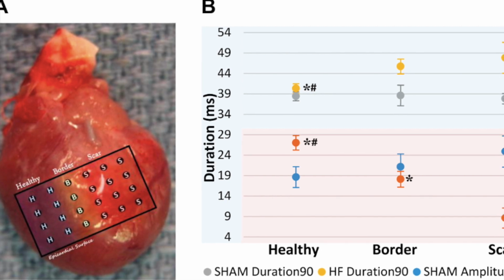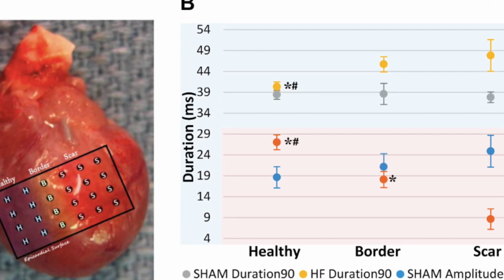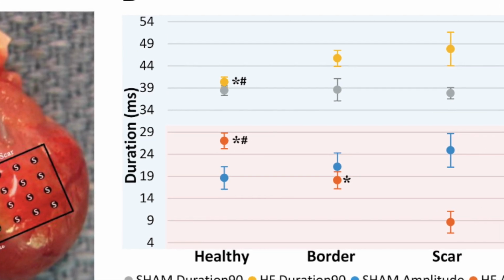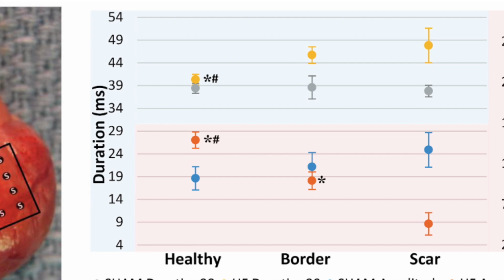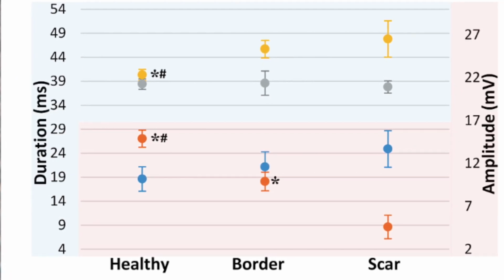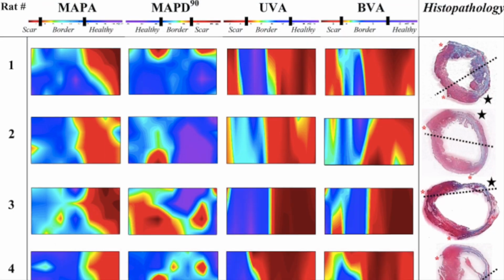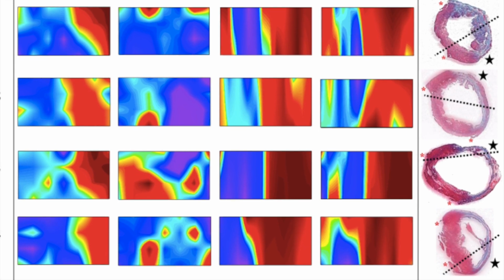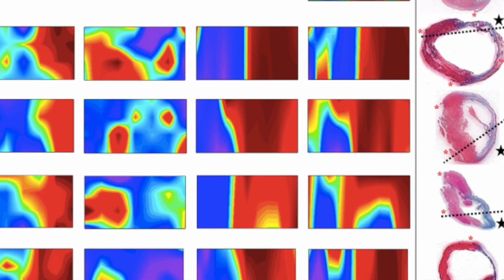MAPA decreased between healthy and border tissue and border and scar tissue. Contrary to their hypothesis, BVA mapping performed most accurately regarding quantifying infarct size. MAPA mapping may have high spatial resolution for myocardial tissue characterization, but was quantitatively less accurate than other mapping methods at determining infarct size. MAPA may hold potential value for precisely distinguishing healthy myocardium, border zone, and scar tissue in diseases of disseminated fibrosis such as atrial fibrillation.